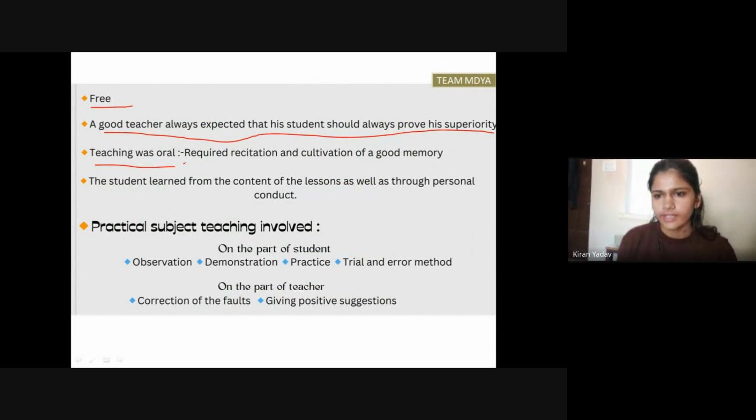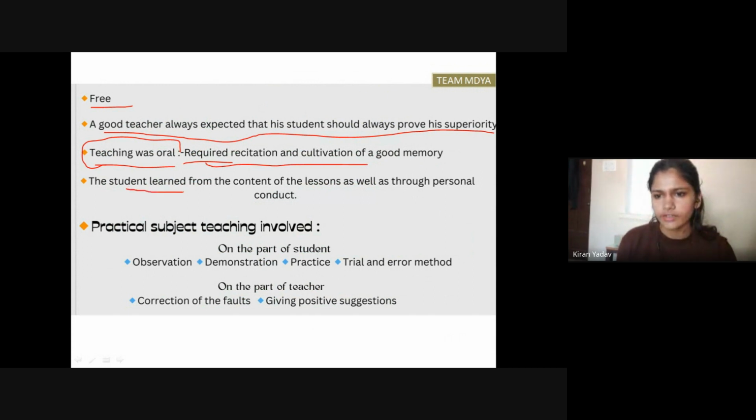Teaching was oral, required recitation and cultivation of good memory. So in ancient times, there were no books like we have today. We have the slides, notes, and books, all of these things available. But in ancient times, the teaching was given orally from the guru to his disciples. So it was totally oral, and that's why it required recitation and a good memory.